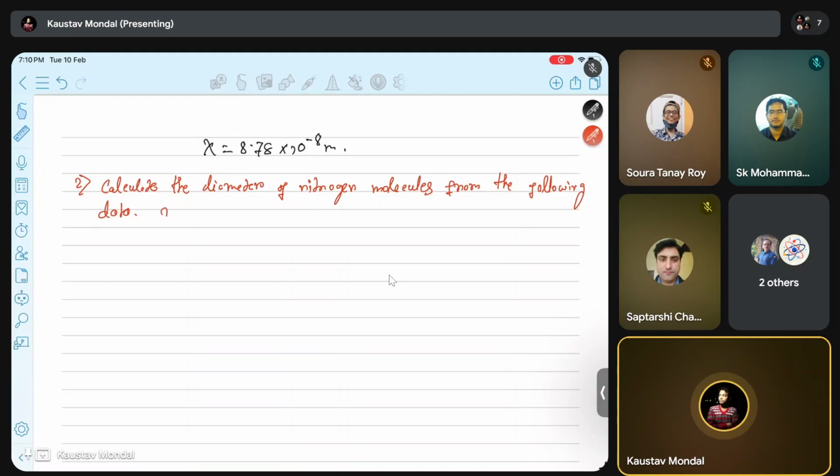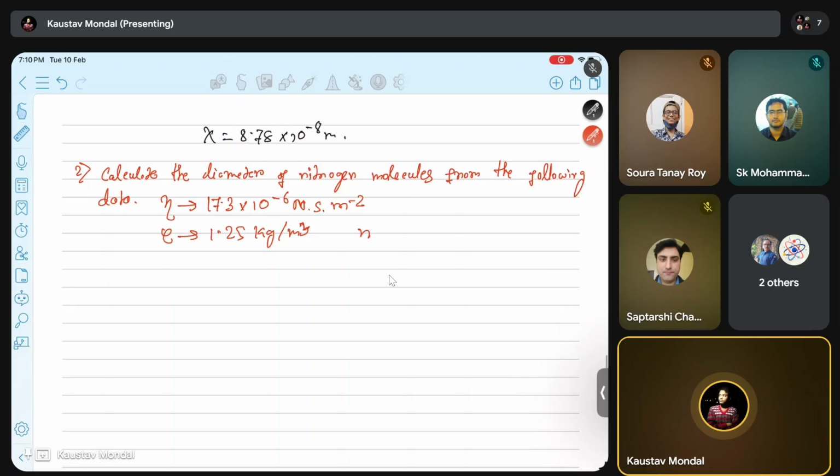The first data is the coefficient of viscosity, given by 7.3 into 10 to the power minus 6 Newton second per meter square. The density of the gas is mentioned, 1.25 kg per meter cube. The number density is also mentioned, that is 2.7 into 10 to the power 24 per meter cube.